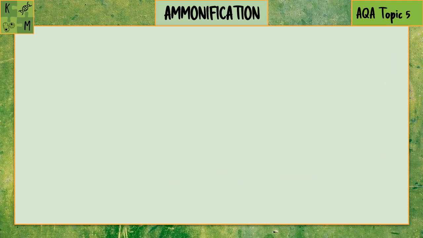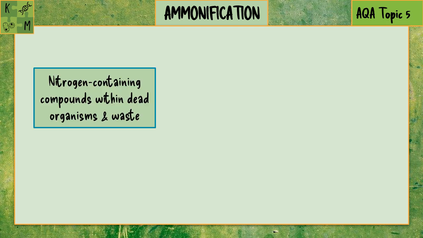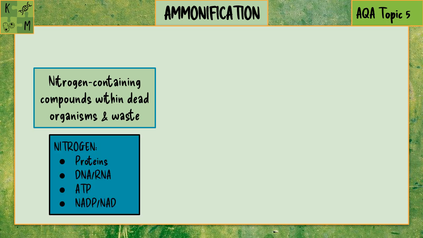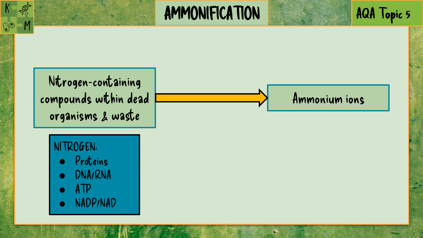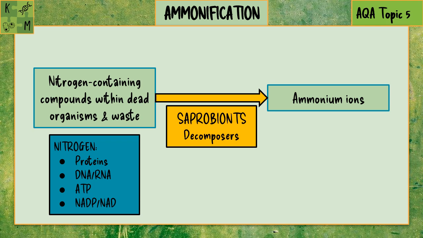So now on to the nitrogen cycle. There's 4 reactions that you need to be aware of as part of the nitrogen cycle, and the first one being ammonification. So if we start with the nitrogen containing compounds within the dead organisms and their waste, so we looked before at nitrogen being contained within proteins, nucleic acids, ATP and coenzymes. These are converted into ammonium ions by the saprobionts as part of the process of decomposition.